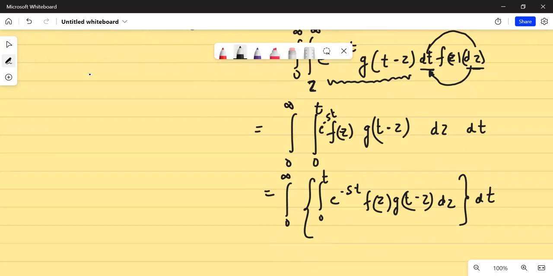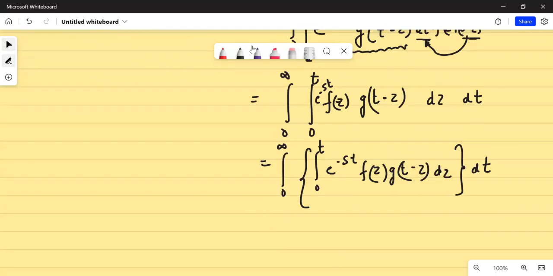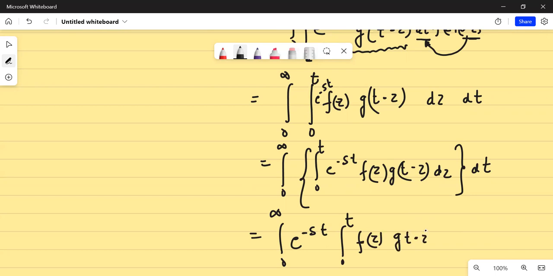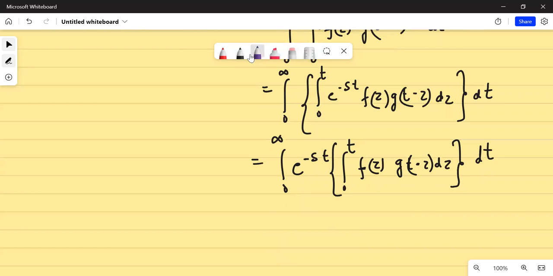And here you can also write one more step. See, this particular term depends upon t. It does not depend upon z. So I can again take it out. So it is equal to the integral from 0 to infinity of e to the power minus st, times the integral from 0 to t of f(z) g(t minus z) dz, and it is all with respect to t. So look carefully, what does it represent? It represents the Laplace transform of this particular function, isn't it? So this is nothing but the Laplace transform of this particular integration. And this is nothing but the convolution of f and g.